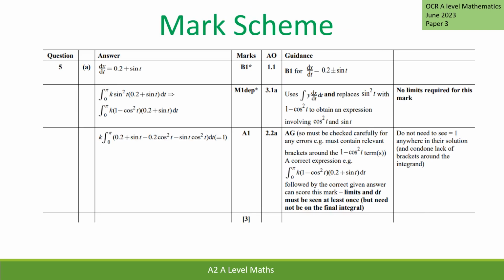The mark scheme of this question shows that the method marks are here, so B1 and M1 are method marks. Dep means dependent on your previous answer, so if you made a mistake here, you can still get the method mark. AG means that it is a show that question, so you must have enough reason to why you get the answer mark here to get the full 3 marks in the exam.